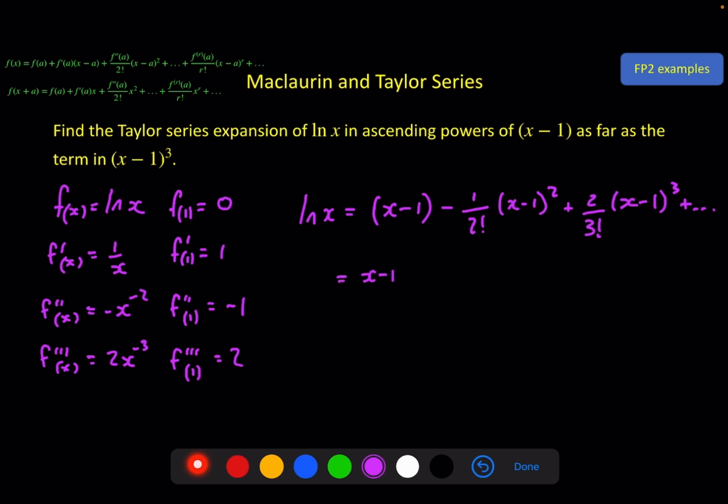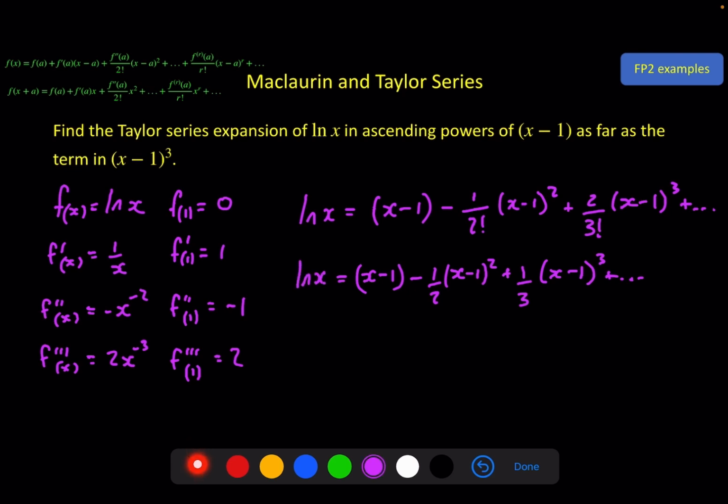So here, just tidying this up a bit, x minus 1 minus 1 over 2 x minus 1 squared plus 1 over 3 x minus 1 cubed. Don't open those brackets. The whole point is that we're having it in terms of these brackets, but do simplify your coefficients. So that is the final answer.